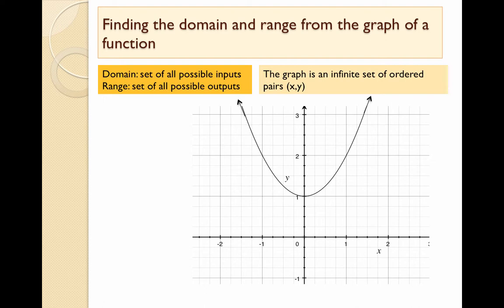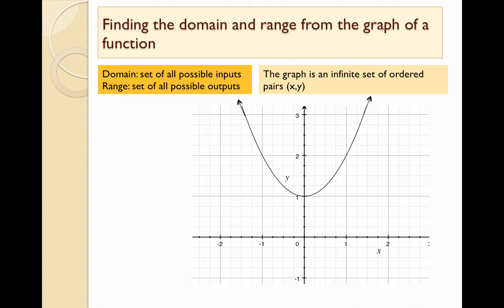Let's see how we can pick out a domain and range when what we've got in front of us is the graph of a function. Recall that the domain is the set of all possible inputs, and on a graph, that really translates to the set of all x values. And the range represents the set of all y values. So finding the domain means asking, what are all the possible values for x that will be x coordinates on the points of our graph?